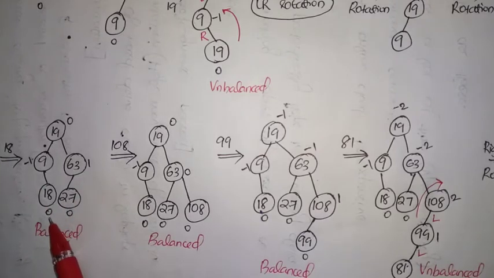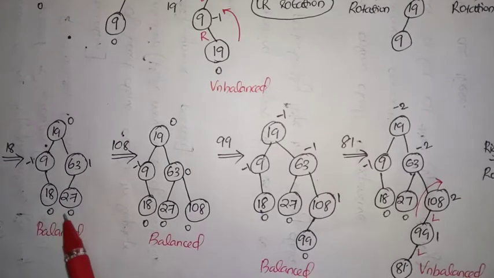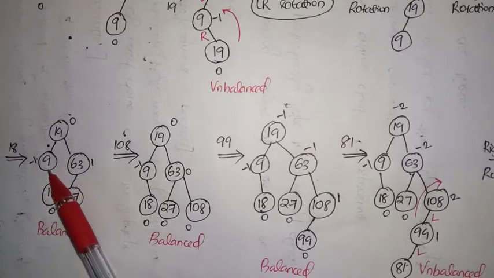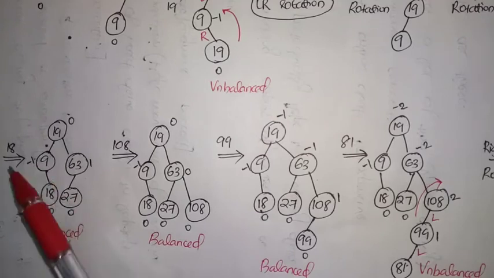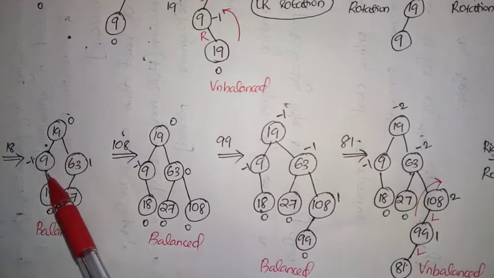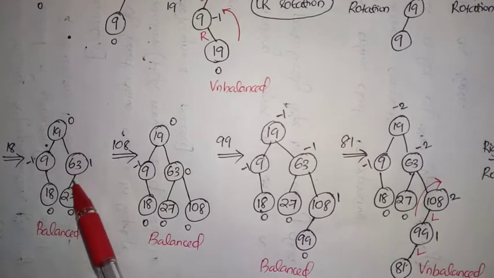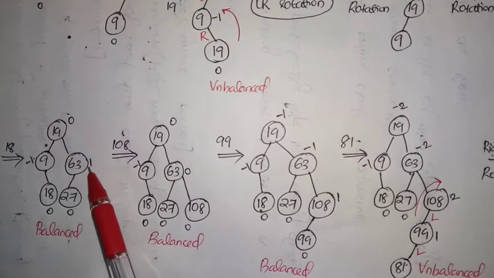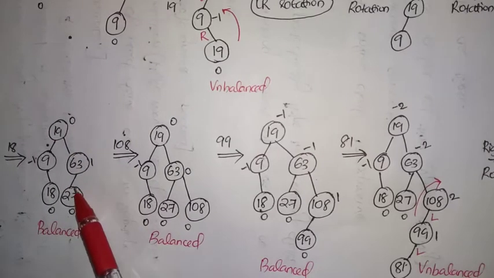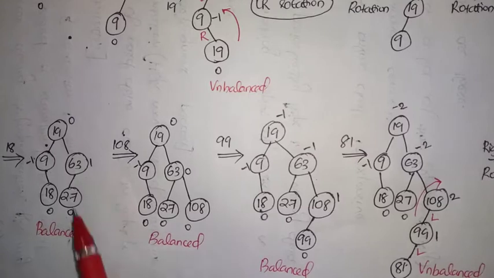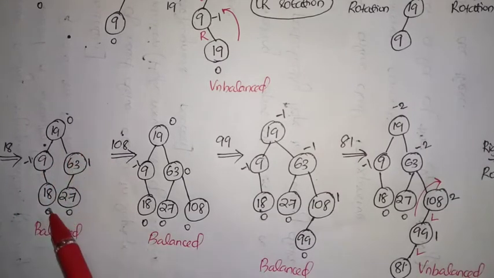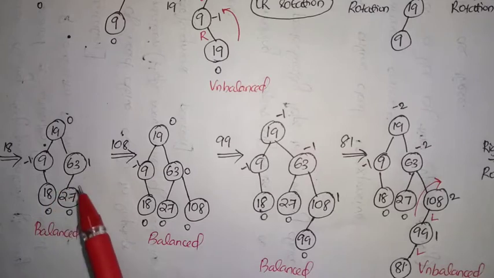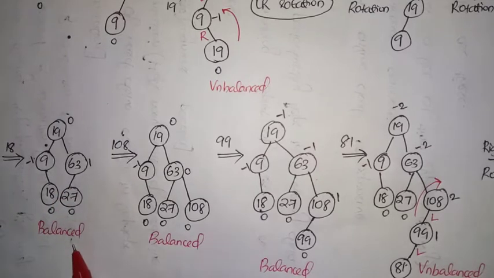By again calculating the balancing factor, these are leaves, so 0. In this node, height of left subtree 0 minus 1 is minus 1. In this node, height of left subtree 2 minus 2, 0. In this node, height of left subtree 1 minus 0, 1. So this is actually a balanced tree, since all of our balancing factors are either 0, minus 1 or 1.